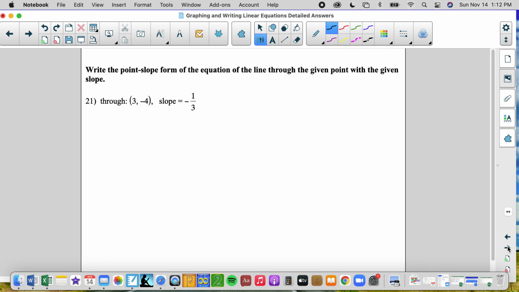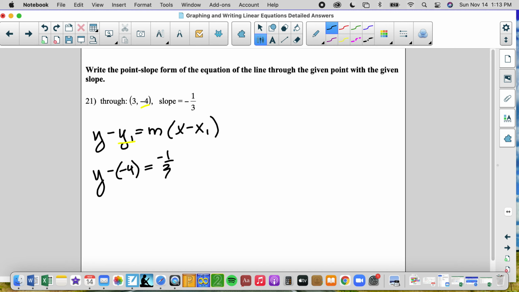Now we're going to move everything into point slope form. So we have to know what the template for point slope is. Remember, it's y minus y sub 1 equals m times the quantity x minus x sub 1. So what is my y minus my y sub 1? My y sub 1 value is going to be -4. So it's minus -4 because it says y minus the y sub 1, equals m, which is the slope, -1/3, times the quantity x minus the x sub 1, which is 3.